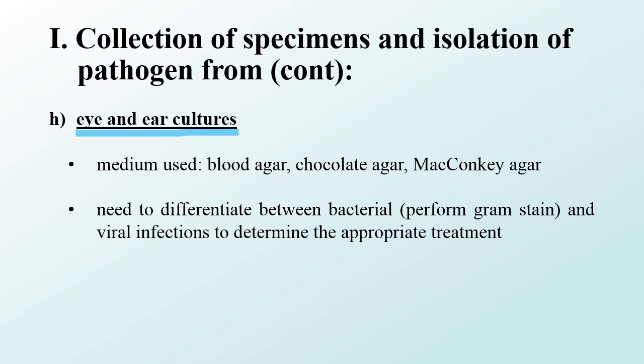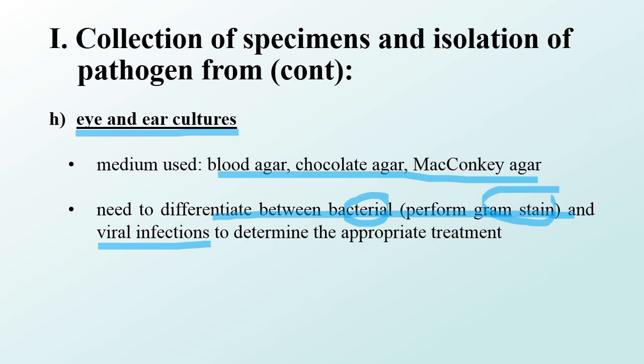Okay, next is the eye and ear cultures. The commonly used media for eye and ear cultures are blood agar, chocolate agar, and MacConkey agar. One of the issues with ear and eye cultures is differentiating between bacterial and viral infection. One of the things people usually do is perform Gram staining to identify the bacteria. Once they identify whether it's a bacterial or viral infection, a proper treatment will be initiated.